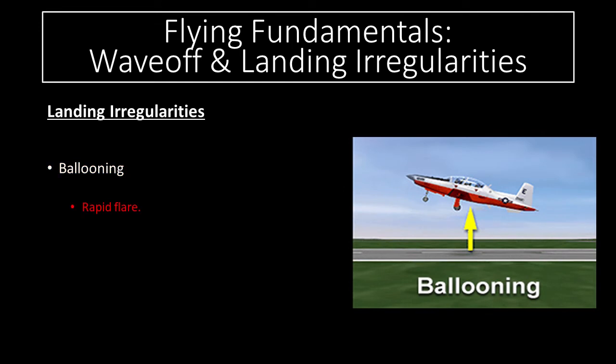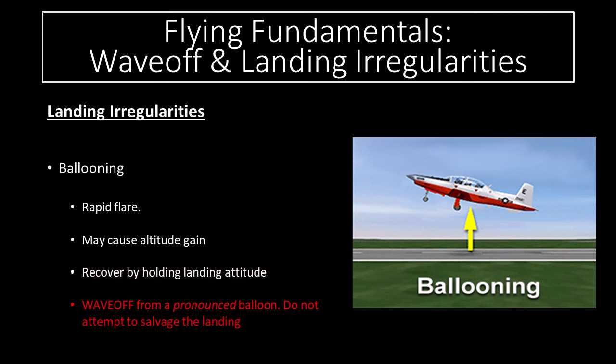Ballooning is caused by the pilot rapidly raising the nose toward the landing attitude with excessive airspeed. This results in an altitude gain if airspeed is high and excessive pitch rate is used. Recover by holding the landing attitude, allowing the aircraft to settle onto the runway. Wave off from a pronounced balloon. Do not attempt to salvage the landing.